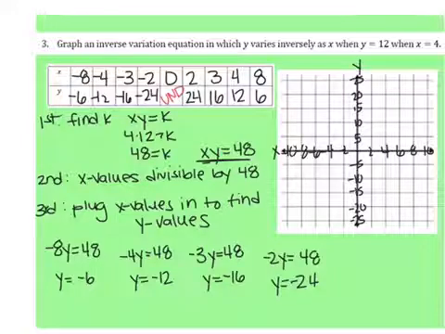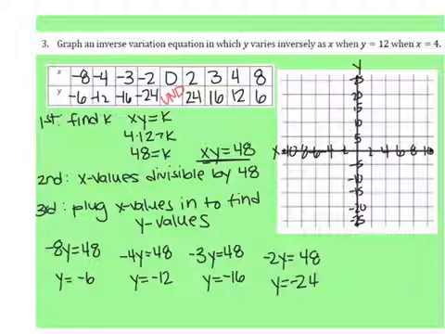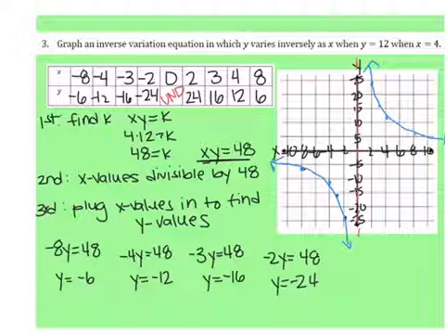Now I want you to pause the video and graph this one on your own and then come back and check your answers. So you should have gotten a graph that looks something like this. Remember, we do not ever cross the axes, especially the x equals 0 axis, because we are undefined at that moment. If you have any questions on this one, come chat with me before moving on in the video.